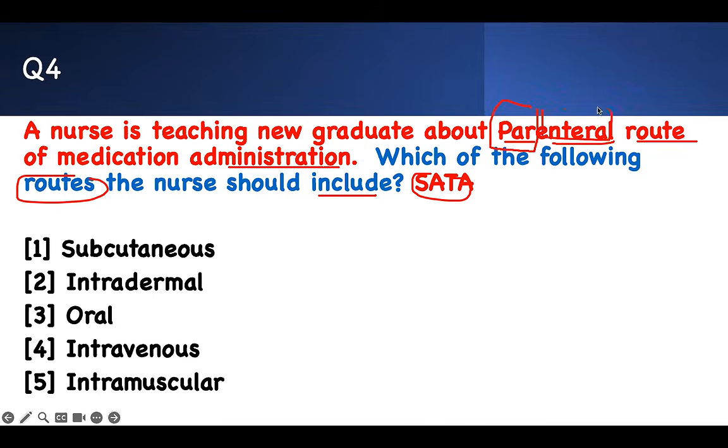There are 2 words there. When you say enteral, that means oral. Par is outside the oral. Therefore, which of those is outside the oral cavity? Subcutaneous is outside. Intradermal is outside. Oral is oral. IV is outside, and IM is outside. So that's which of the following routes you should include. Those are parenteral, outside.